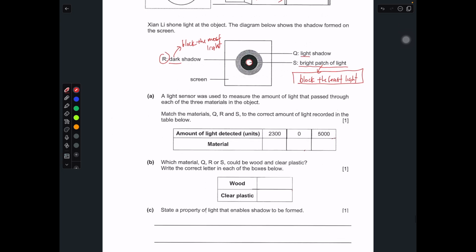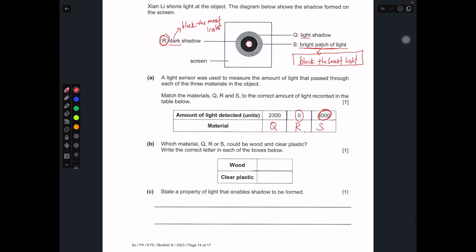Okay, so a light sensor was used to measure the amount of light that passes through each of the material. So match Q, R, and S to the correct amount of light in the table below. So first of all, the one that is 0 and the one that is 500 is easiest to match. The one that is 0 will match the darkest shadow. The one that is the highest number will match S, because it has a bright patch of light on the screen itself. Then Q will be the one that is in the middle.